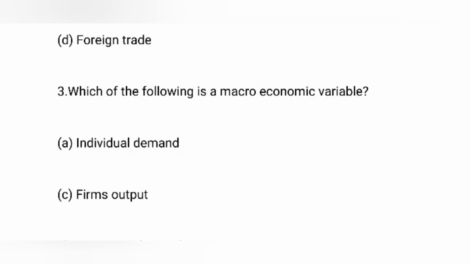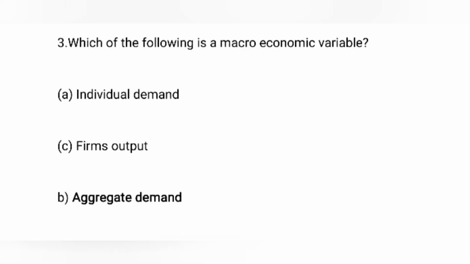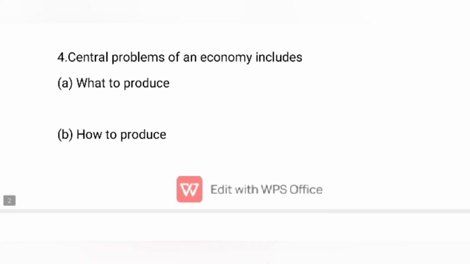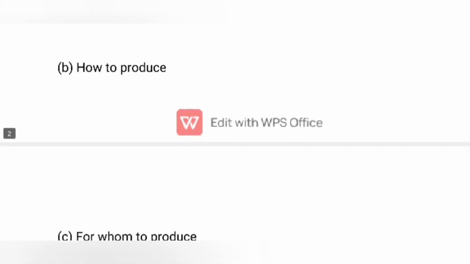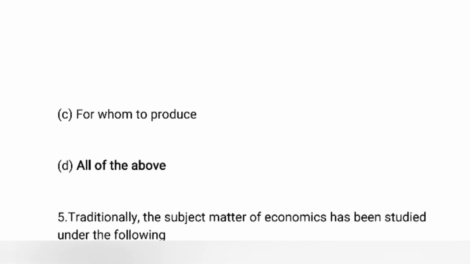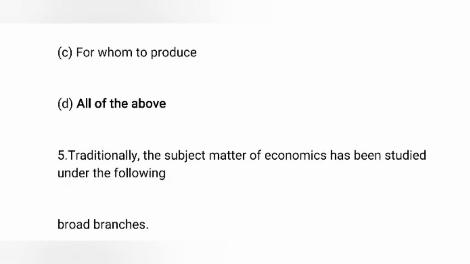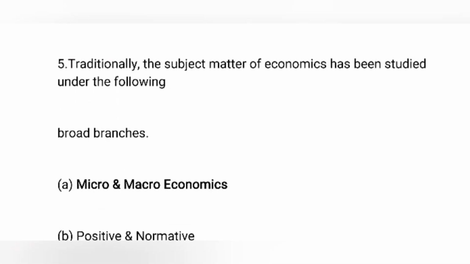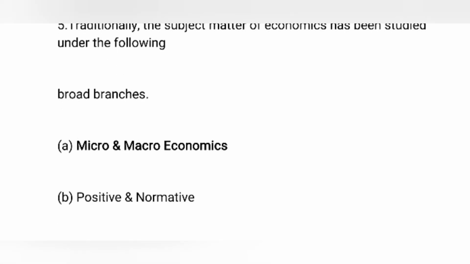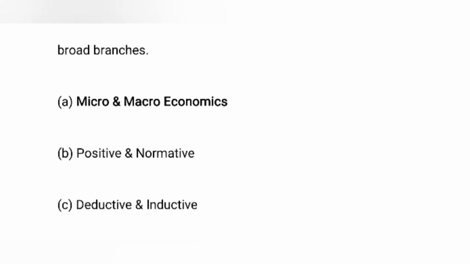Which of the following is a macroeconomic variable? Here you can see aggregate demand is the subject matter which we study in macroeconomics. Central problem of an economy includes what to produce, how to produce, for whom to produce. So the answer is all of the above. Traditionally, the subject matter of economics has been studied under the following broad branches: micro and macroeconomics.